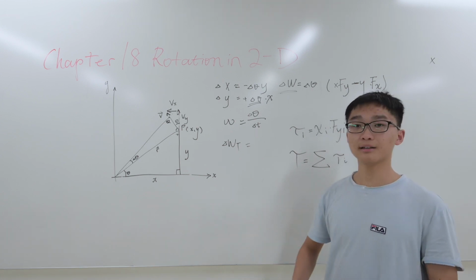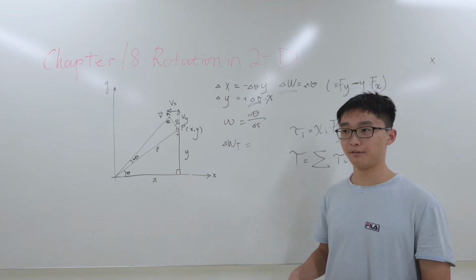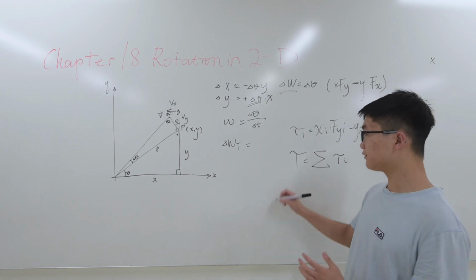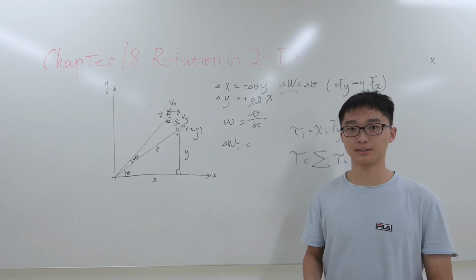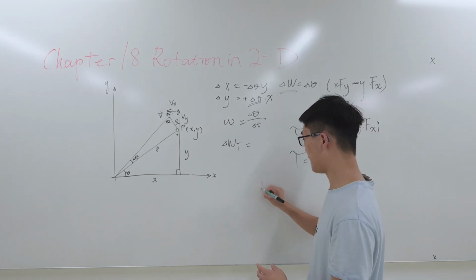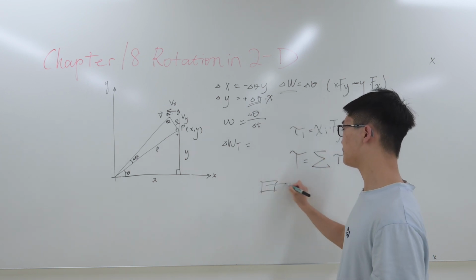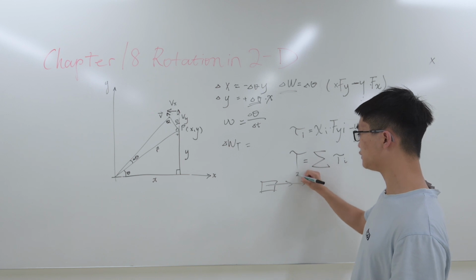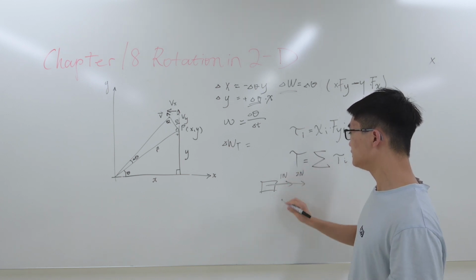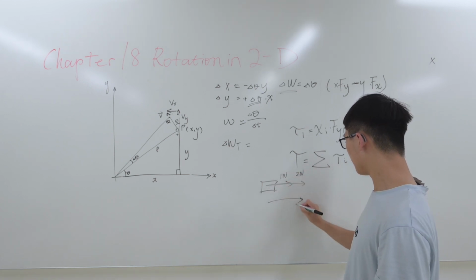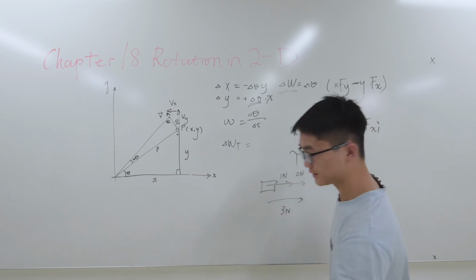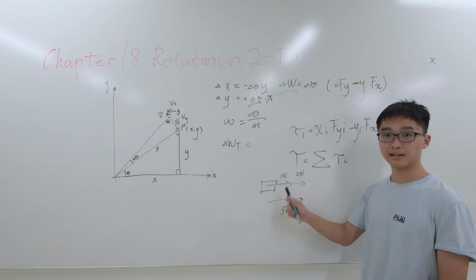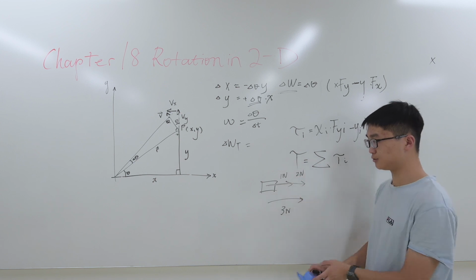This is kind of the same as how we have talked about force. In forces, we can add forces together. For example, if we have a box over here, and there are two forces pushing this box, one is 2 Newton and the other is 1 Newton, so the total force will be 3 Newton. We just simply added the 1 Newton and the 2 Newton.